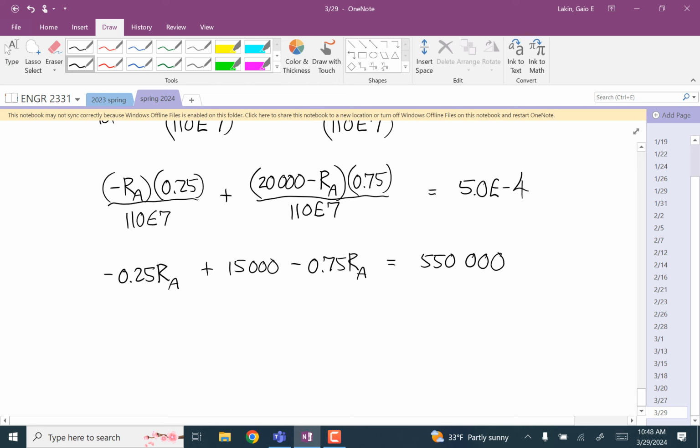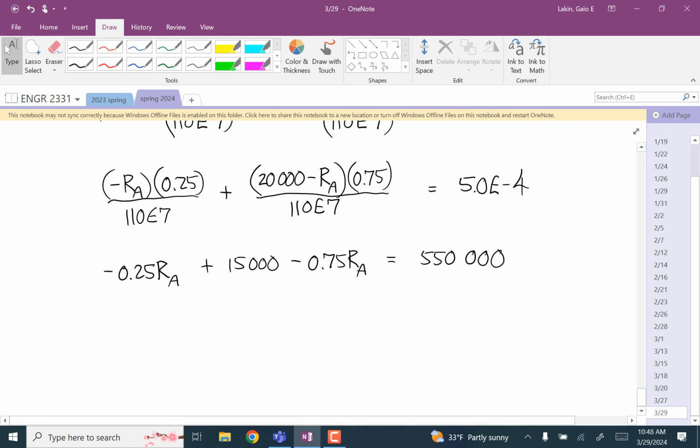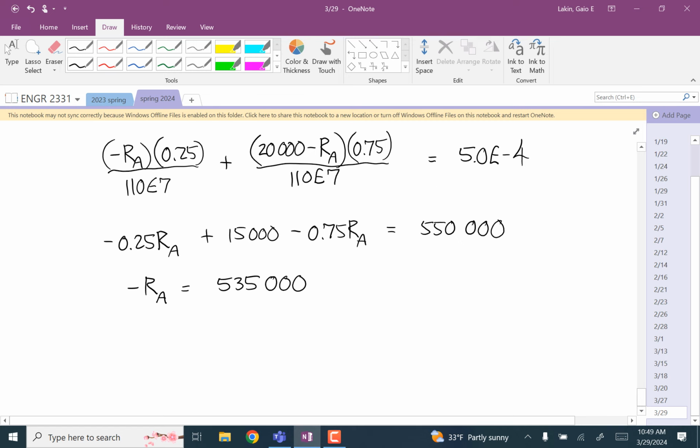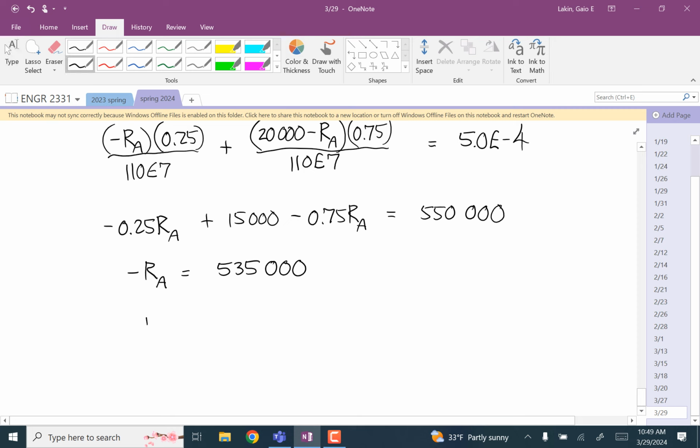And so negative RA is equal to 535,000, right? And so that's a huge force. So RA is equal to negative 535,000 newtons.